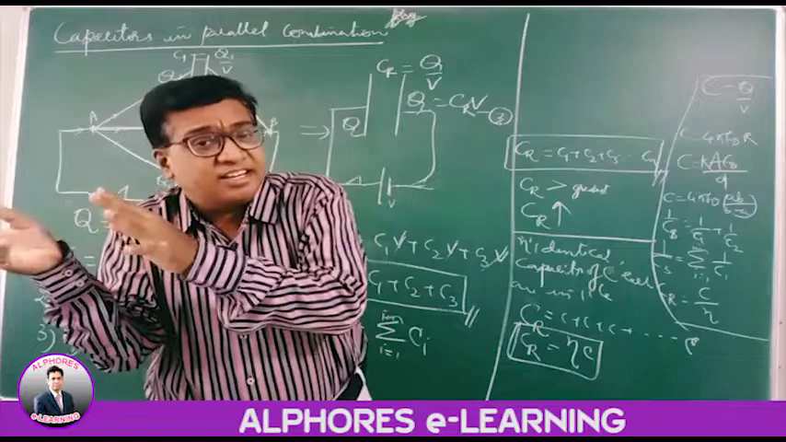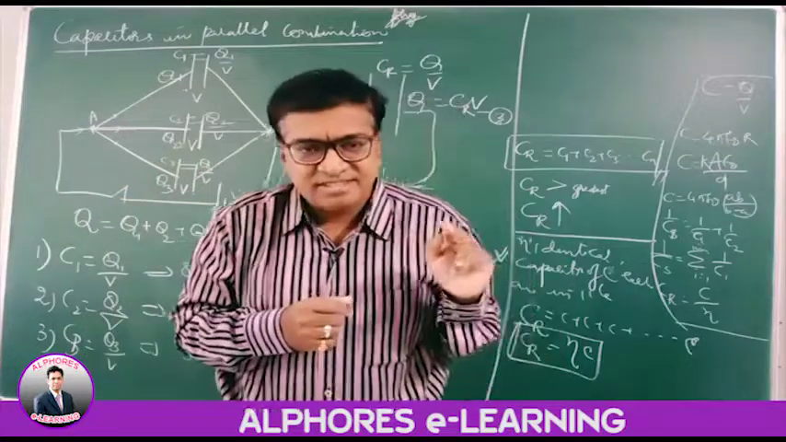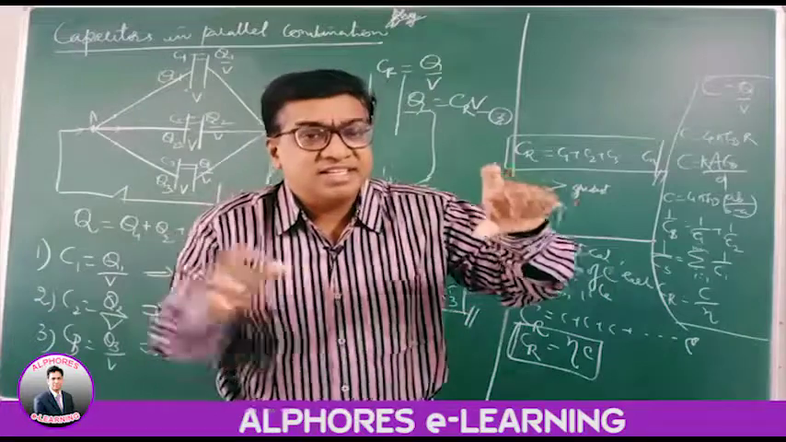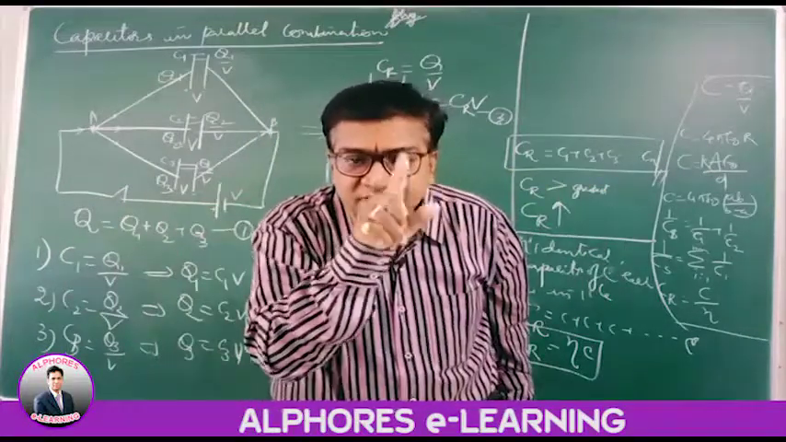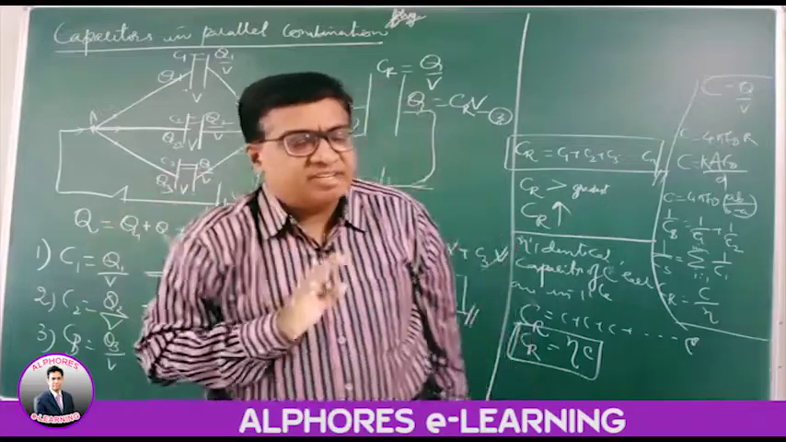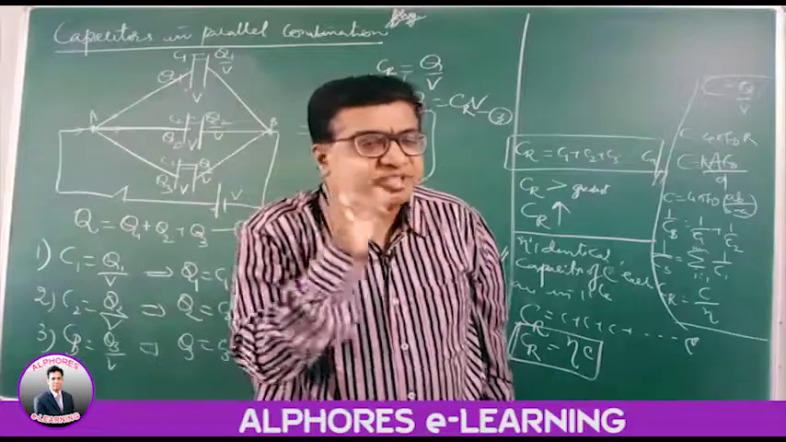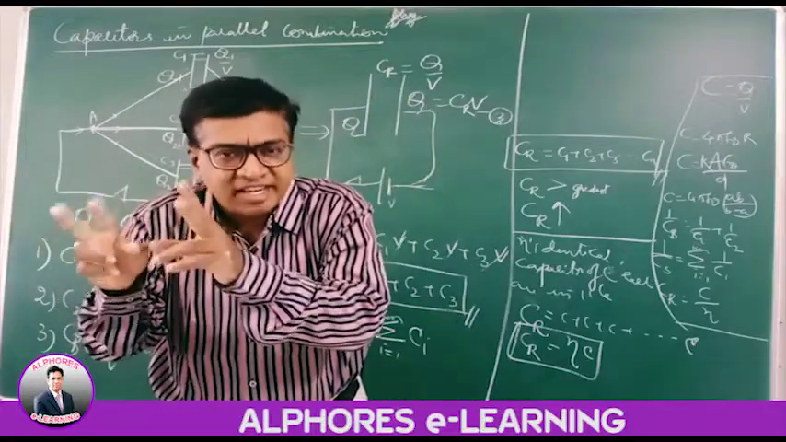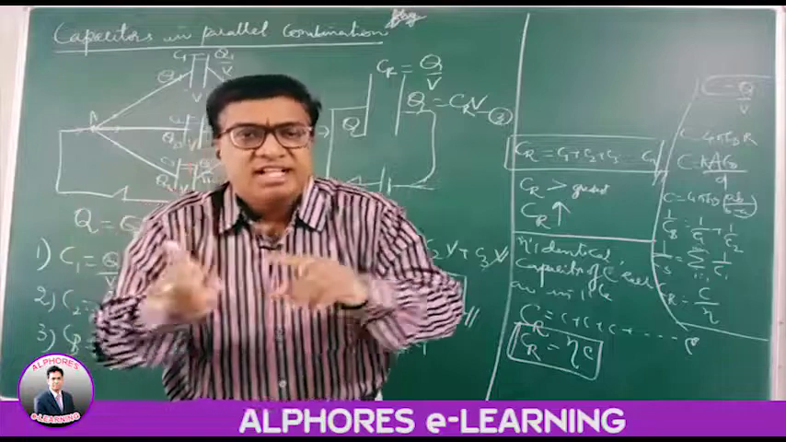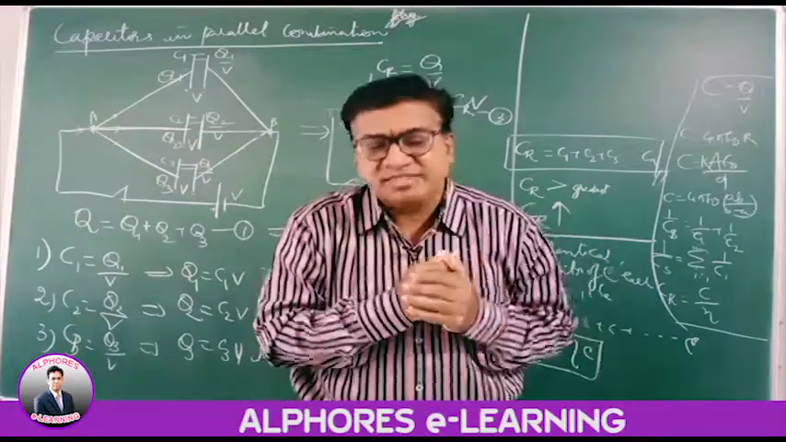Whereas in the other combination, series, it is the potential which differs. Charge is constant. In series, all will have the same current. Charge is same. V is V1 plus V2 plus V3 dot dot dot Vn. But in parallel, charge is distributed. So please make out the difference. In series, charge constant, current constant, potential differs. In parallel, potential constant, current and charge differ.